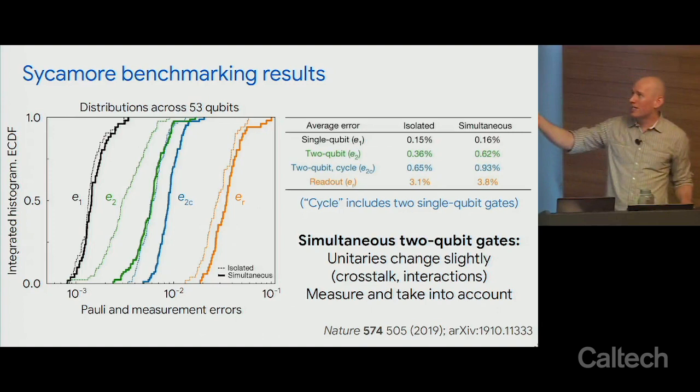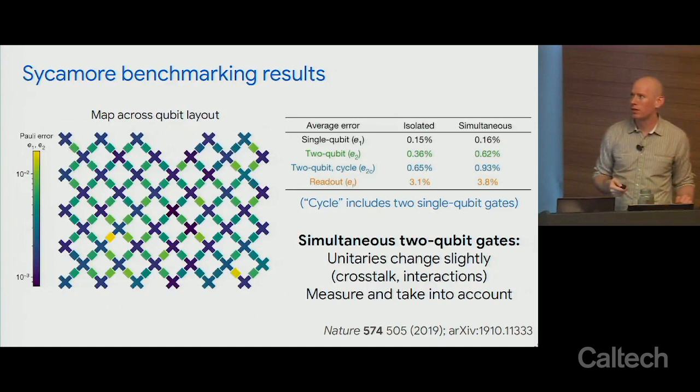For the two-qubit case, we see a more significant but still modest increase in the error, and we're happy to still be under 1% for this average error here. And there's another note about the two-qubit gates. In fact, the unitaries of the two-qubit gates actually change slightly because of things like crosstalk and unwanted interactions between different pairs that are nominally independent. So we measure that and take it into account in our experiment. And the last line here is the readout. We can see a modest increase in the readout error. But as I mentioned, this is something that we're actively working on getting better. This is a map showing the spatial distribution of all of these errors for these single qubit simultaneous errors and these two qubit simultaneous errors. This is just a really cool figure. This basically shows that the thing works, and it's something that we're really proud of.